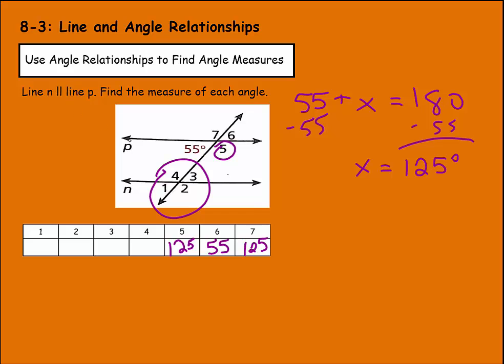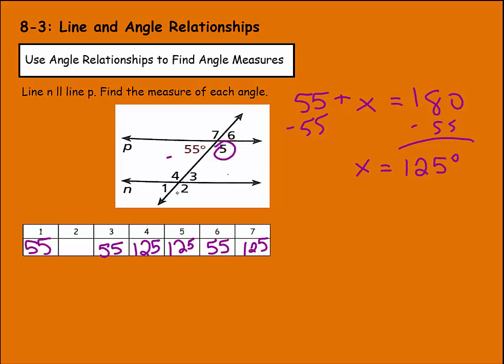Well, remember it told me that these two lines are parallel. So these ones are going to correspond to their partners on the other parallel line. So this 55 is the bottom left, so that would be right here, this bottom left. So angle 1 is 55 degrees. Angle 4 is the top left of this one, which is angle 7 over here. Angle 7 is 125, so angle 4 is 125. Angle 3, which is the top right on this line here, is the same as 6, which is the top right there. 6 is 55, so that's what 3 is as well.